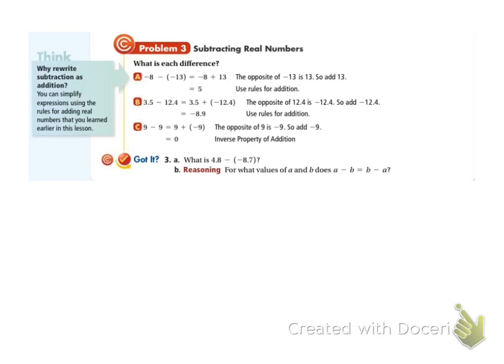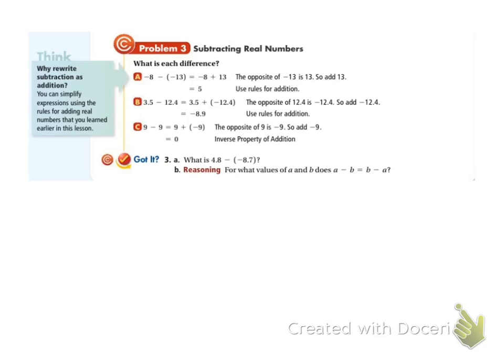Okay, now we can do some subtracting. So I'm going to change my subtraction problems into an addition problem. If I have negative 8 minus negative 13, I change it into a positive and I change the sign of my number. So it becomes negative 8 plus 13. In B, I have 3.5 minus 12.4. So I'm going to change that to a plus and I'm going to make that 12.4 negative.